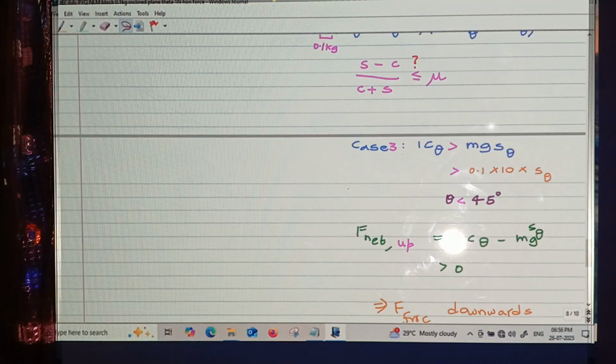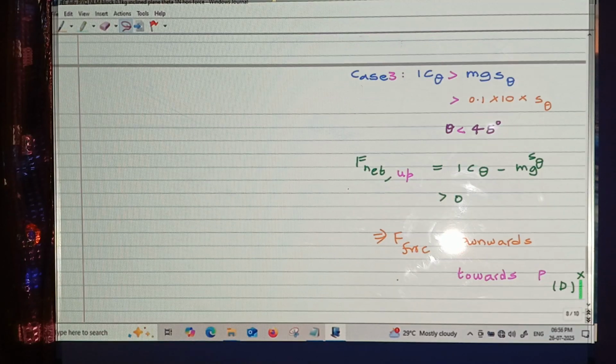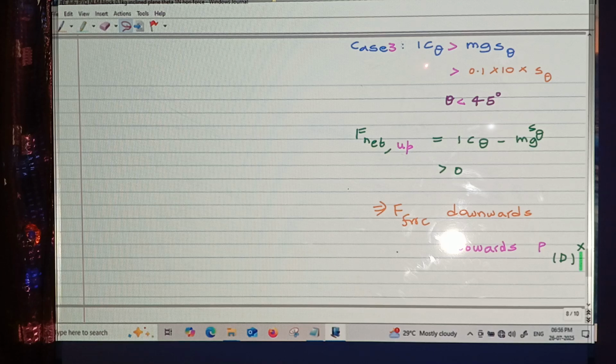Third case, the net upward force, or the applied force component in the upward direction, should be greater than the downward force, which is the weight component. This means theta is less than 45 degrees because cos theta is more compared to sin theta, which is possible from 0 to 45 degrees. Then the net upward force is 1 cos theta minus mg sin theta, which is greater than 0 because cos is greater than sin for this value of theta. So the friction force will be downwards towards P. So option D is not true.